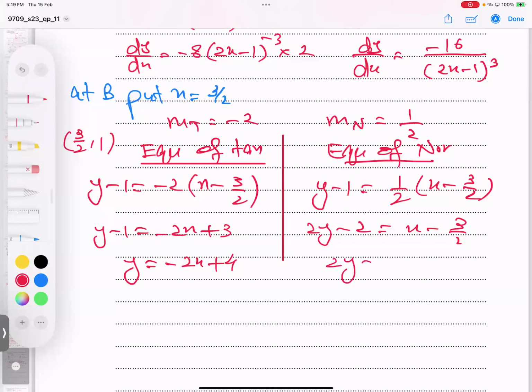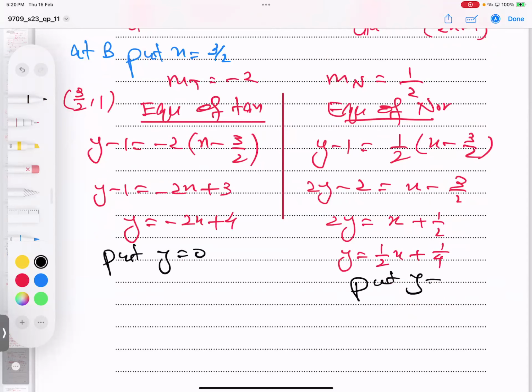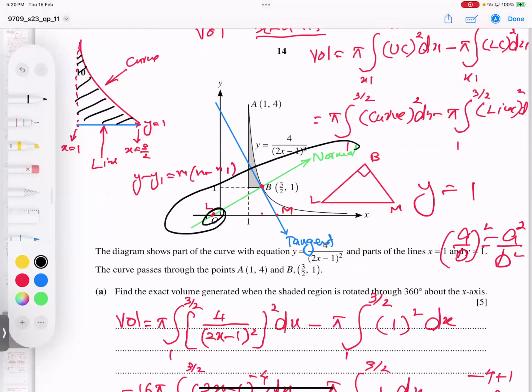Okay, now this 2 goes there. So 2y equals x minus 3 by 2 plus 2. LCM is 2, negative 3 plus 4, you get a plus half. Now this 2 divides, and when 2 divides, we get y equals half x plus 1 over 4. So my whole job is done. Now I will put y equal to 0 here and put y equal to 0 here. Now you can ask why I put y equal to 0? Because when the green line cuts the x-axis, y is 0, and the blue line cuts the x-axis again at y equal to 0.